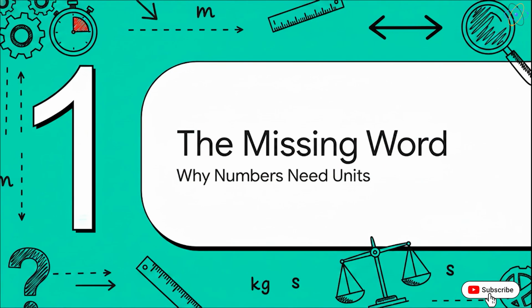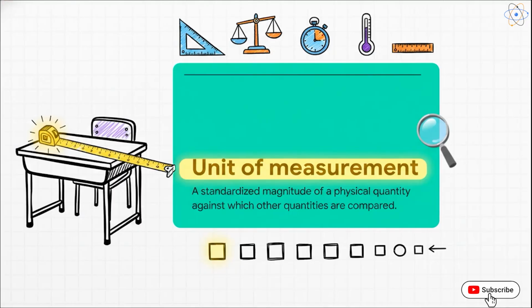Section 1, the missing word problem, why numbers need units. Let's formally nail down what a unit actually is in physics. Okay, so here's the textbook definition. A unit of measurement is a definite, standardized magnitude of a physical quantity adopted by convention against which all other quantities of the same kind are compared. Right, sounds like a mouthful. But simply put, it's just your reference.